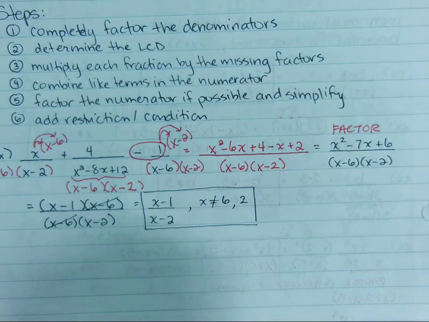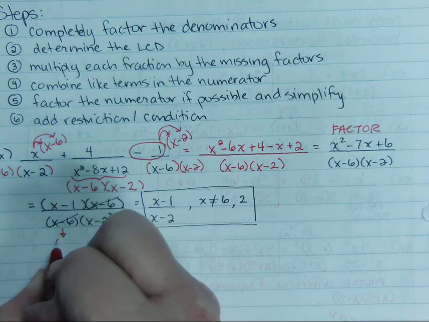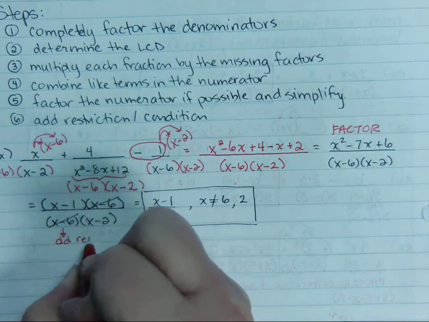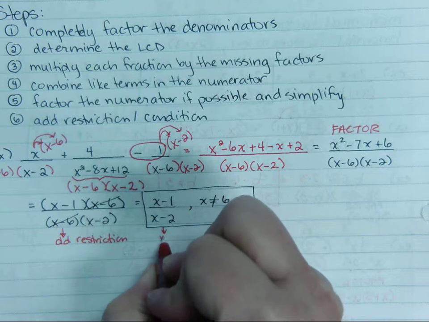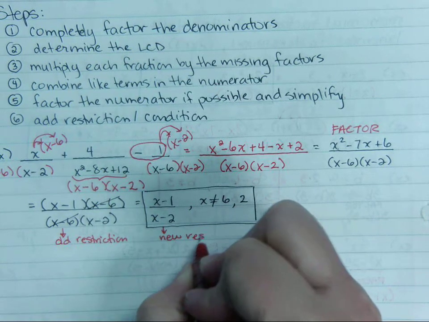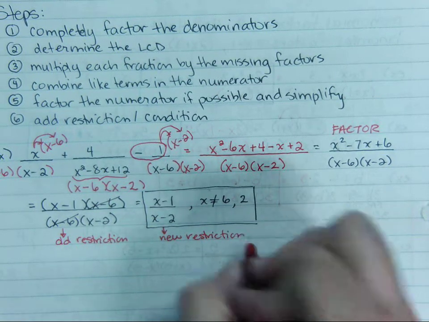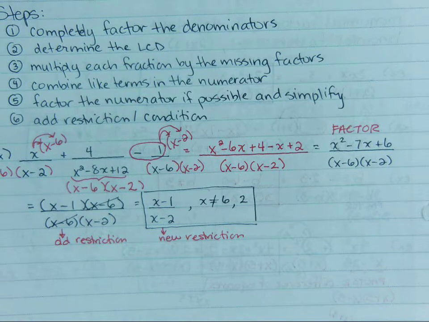So yeah, you've got this old restriction. All right, so this is the stuff we did before where you have to add in an old restriction. And then you have to look at your new restriction. So you have to have both now, not just one.